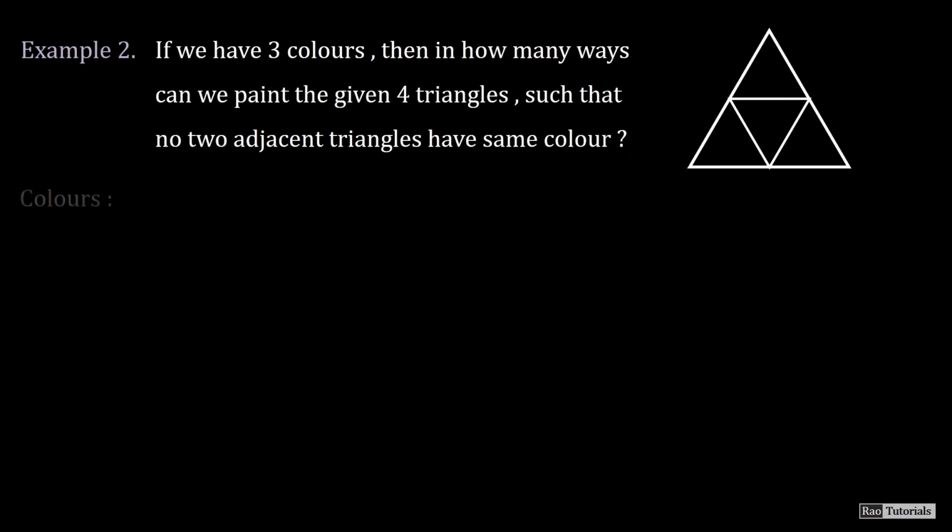So we have 3 colors, let them be red, green and blue. And we need to color these 4 triangles such that no 2 adjacent triangles have same colors. Adjacent triangles are those triangles which have a side in common, such as these 2 or these 2. Go ahead and give this question a try, pause the video and work out a solution.